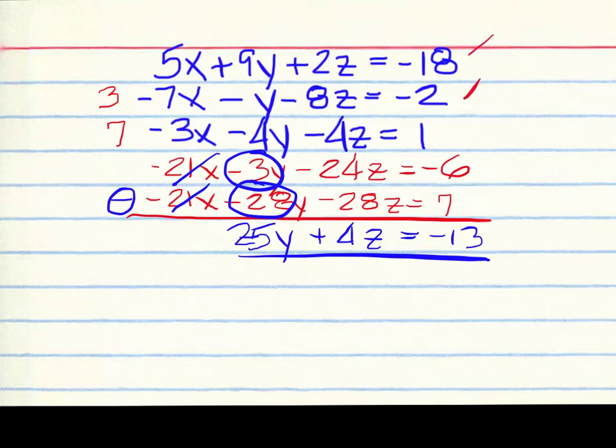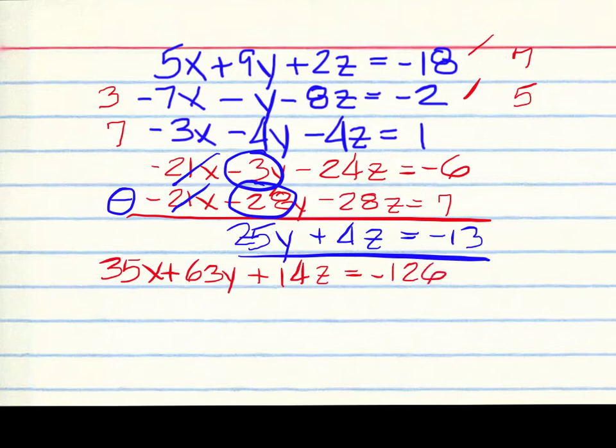And for those, you'll multiply the top by 7 and the bottom by 5. So you should come up with 35x plus 63y plus 14z equals 18 times 7. Right off the top of my head, I don't know it, but it's negative 126. And then the second one, you'll have negative 35x minus 5y minus 40z equals a negative 10.